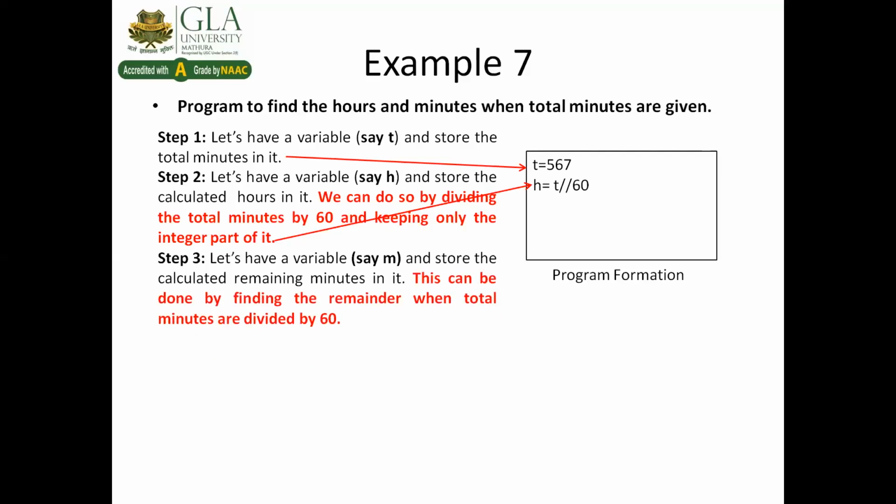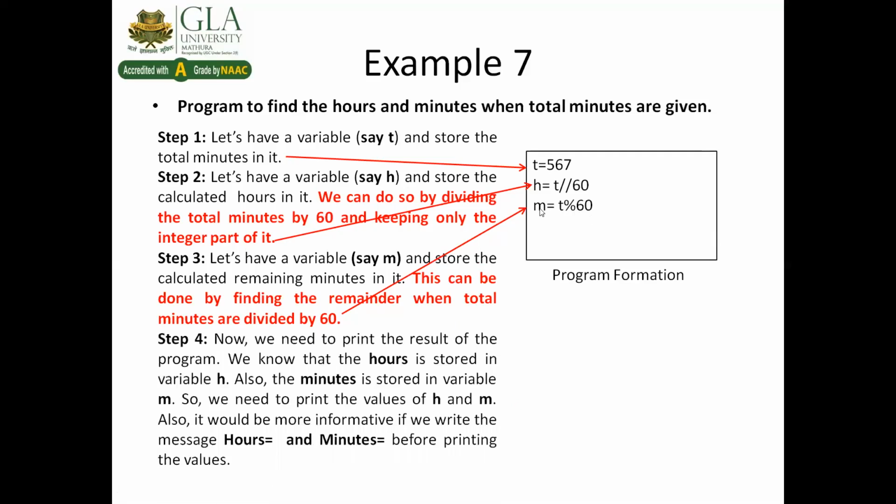And when I want to find out the minutes, I want to find out the remainder. So we have an operator, say modulus, which is in the form of a percentage sign, and this modulus helps me in finding the remainder. So when t is divided by 60, the remainder I'm getting is stored in the variable m. Now I have the values of h and m, which store the hours and minutes respectively.